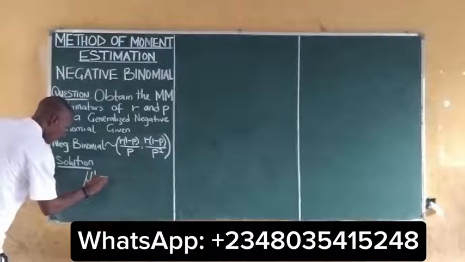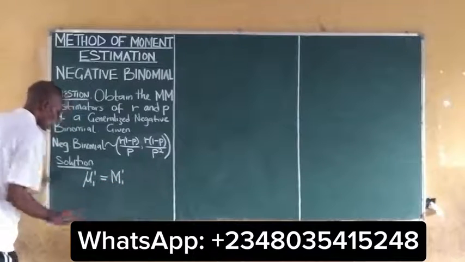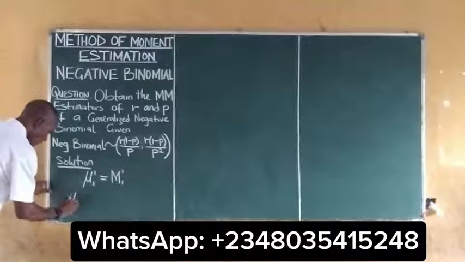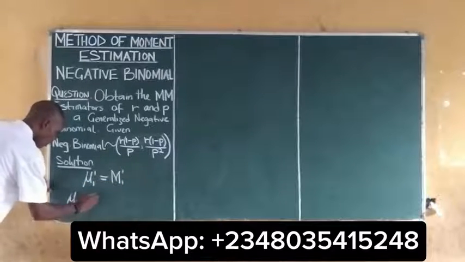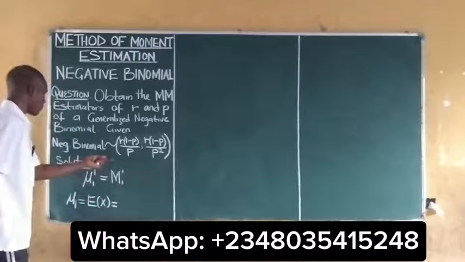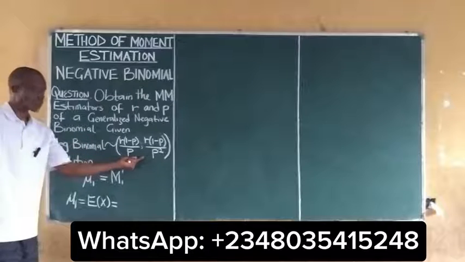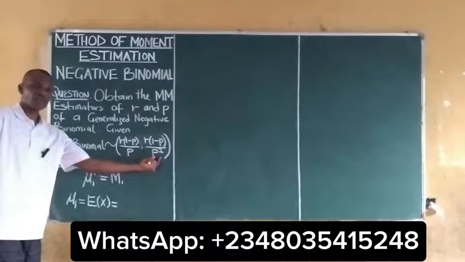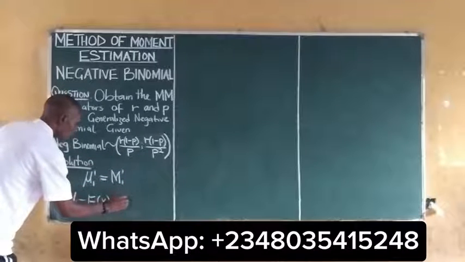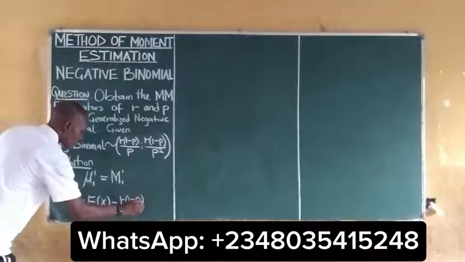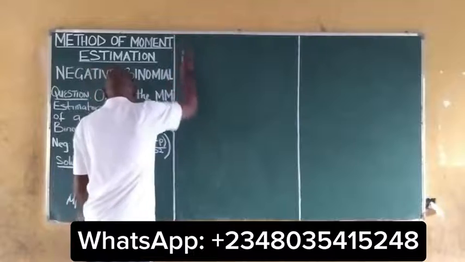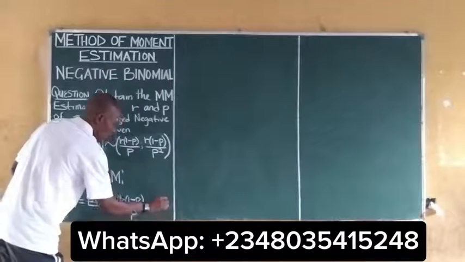mu1 is equal to M11. This is the population mean, while this is the sample mean. And this mu1 is equal to the expected value of x. And from the negative binomial expression given, this is our expectation, while this is the variance. So the expected value of x is equal to r(1 minus p) all over p. We take this as our equation 1.